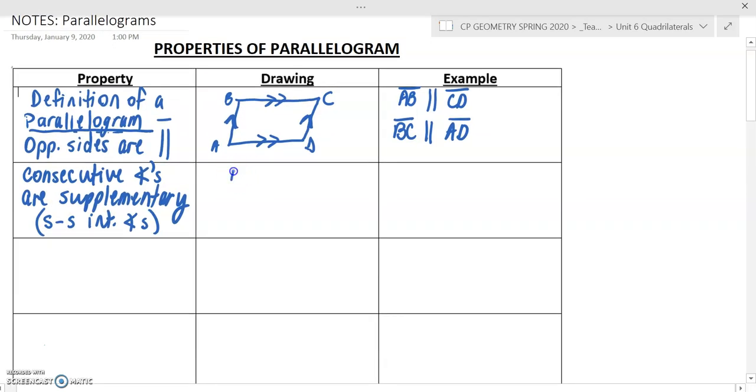So I'm going to do a drawing for that. Sorry, my parallelogram is not very neat. Let's try that again. Okay, a little bit better. All right, so I'm going to give it the same vertices. The consecutive angles to angle A are angle B and also angle D. So we say that angle A is consecutive with angle B and angle D.